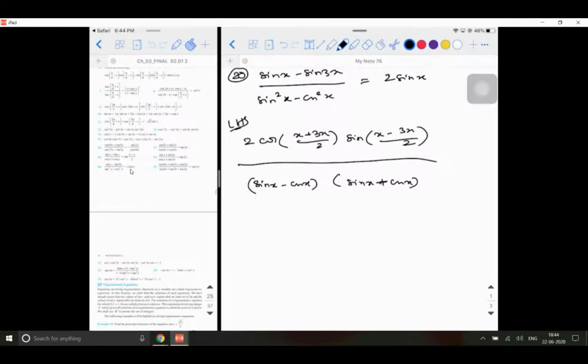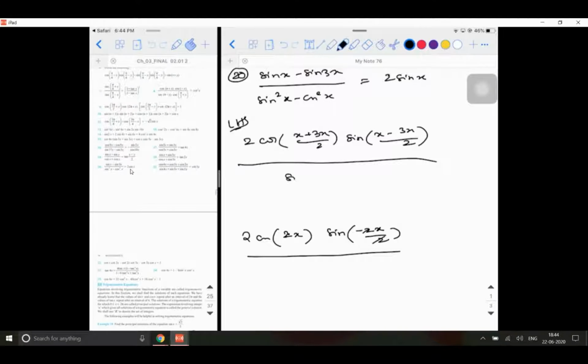Right? So this will be 2 cos of (x plus 3x)/2, which is 2x, sin of (x minus 3x)/2, which is minus 2x divided by 2. So this and this will get cancelled. The whole divided by sin x minus cos x. Again the formula is, so can we do something with sin x minus cos x? Or else actually we need not do this also.